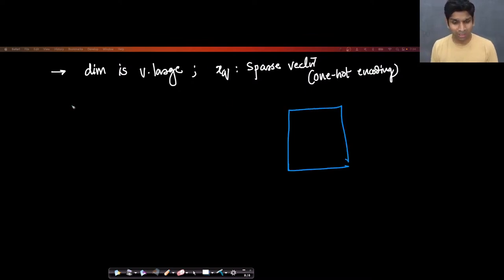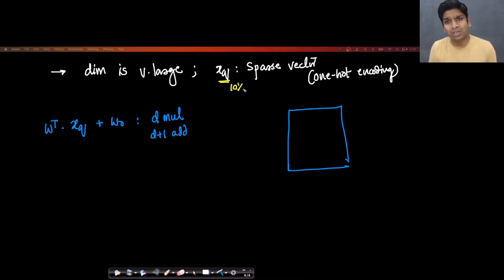What happens is, if this is sparse, and I do a simple W transpose XQ plus W0, how many multiplications am I doing? I'm doing D multiplications and D plus 1 additions. Think about it. But if I know that the vector is mostly sparse, suppose only 10% of values are non-zero, then why should I do D multiplications and D plus 1 additions? I can do this. For every feature, I have feature 1, feature 2, so on and so forth, feature D, and this is large. I have the weights, weight 1, weight 2, so on and so forth, weight D. I store this in a dictionary.